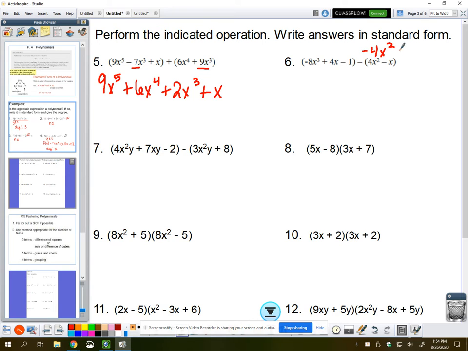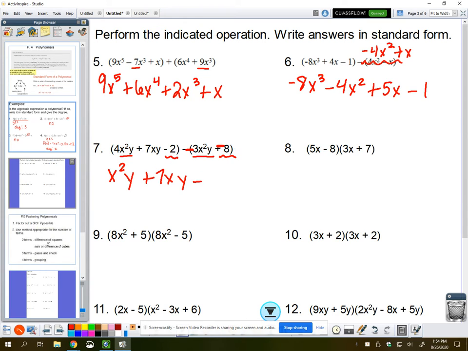All right, so number 6, since we have subtraction, you can distribute that negative and replace this with 4x squared plus x, and then just collect your like terms. So we have negative 8x to the third minus 4x squared. Combine the x's, and you have plus 5x, and then minus 1. All right, another subtraction example. Remember that it's going to make this guy negative and change this one to negative. So collecting those like terms, we have these that match. So 4 minus 3 is 1 of those x squared y's. Then you have your 7xy. And then you can combine your constants, so that's negative 2 minus 8 is negative 10.